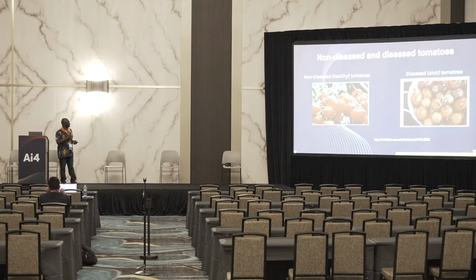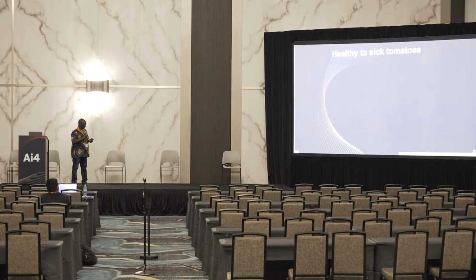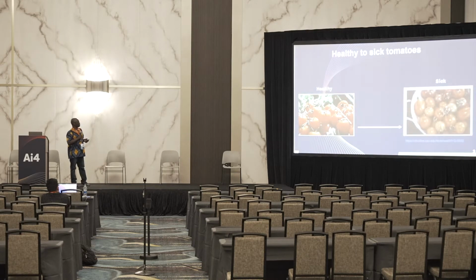So I'm going to start with this. I have a bowl of tomatoes here, and these are healthy tomatoes. And then I have another bowl of tomatoes. These are sick tomatoes. So when you go to the market, you always want to get this type of tomatoes, but not this type of tomatoes. So the question is, how do you move from here to here? So this is what I'm going to talk about.